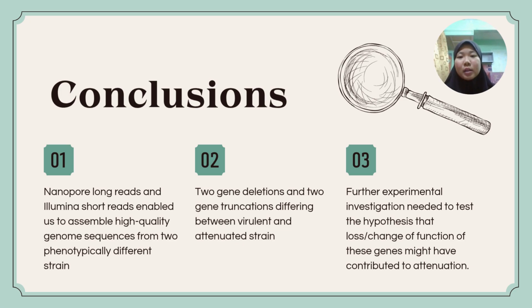As for the conclusion, based on all the findings that have been discussed in this article, we can summarize it into 3 main points. First of all, nanopore long reads and Illumina short reads enable us to assemble high-quality genome sequences from 2 phenotypically different strains. The second one is that 2 gene deletions and 2 gene transcription changes are enough to distinguish between the virulent and attenuated strain. Last but not least, the third one is that further experimental investigation is needed to test the hypothesis whether the loss or change of function of these genes might contribute to the attenuation.